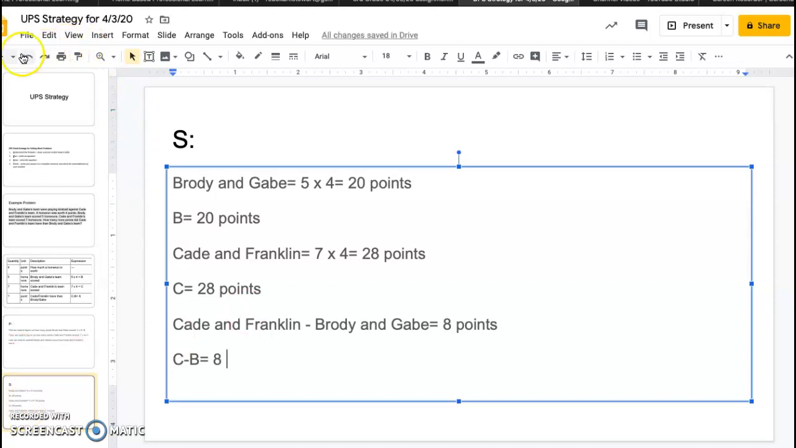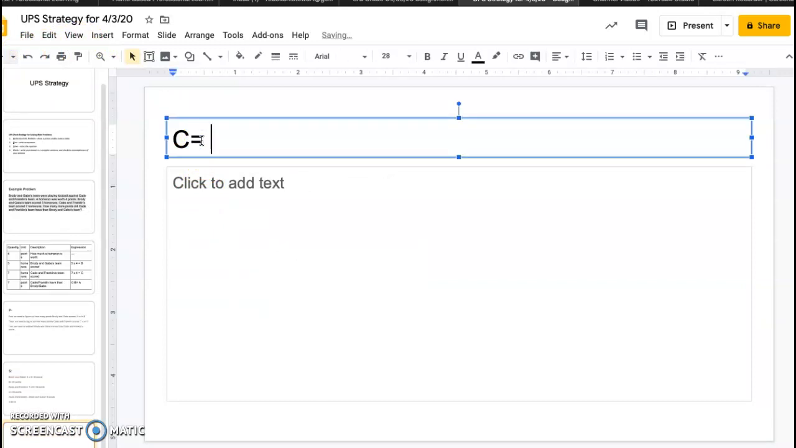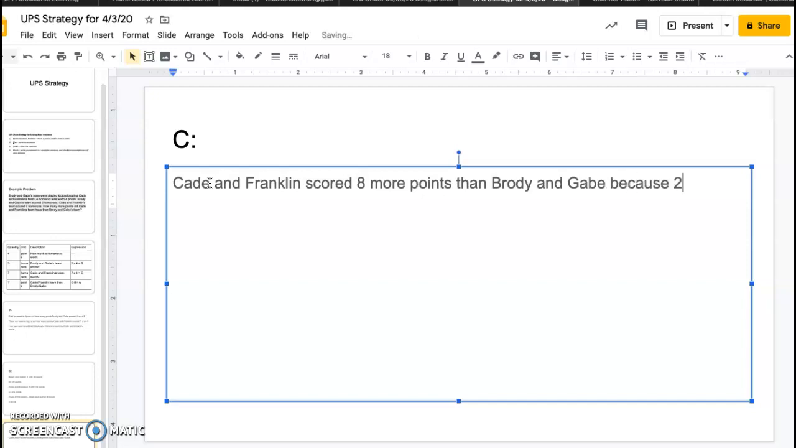Now, let's do our check for understanding. Cade and Franklin, because you have to write a complete sentence, scored 8 more points than Brody and Gabe, because 28 points is 8 more points than 20 points. Okay.